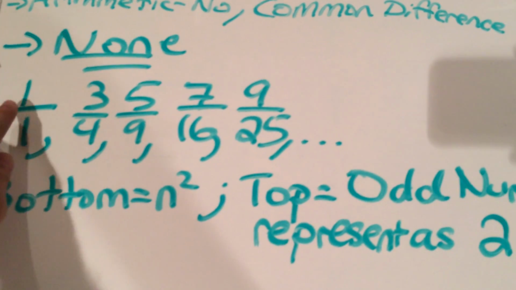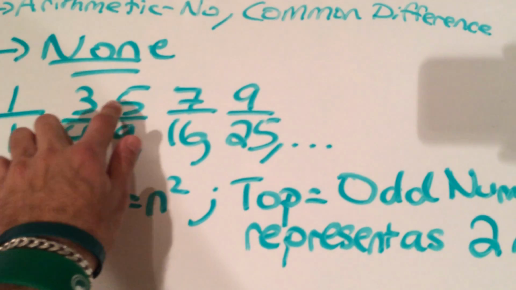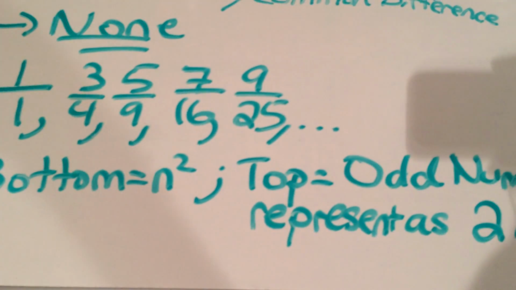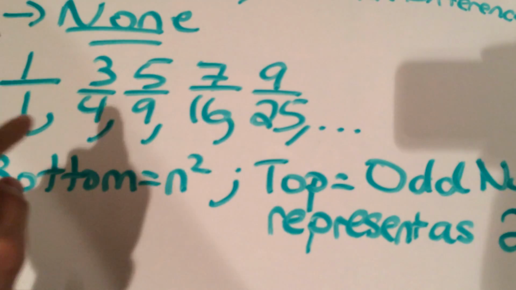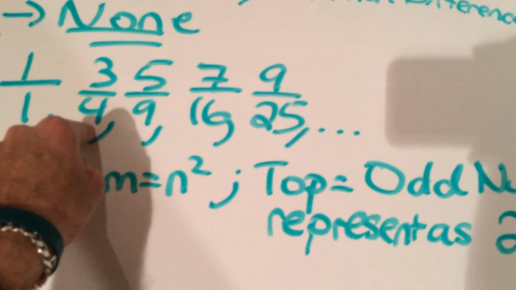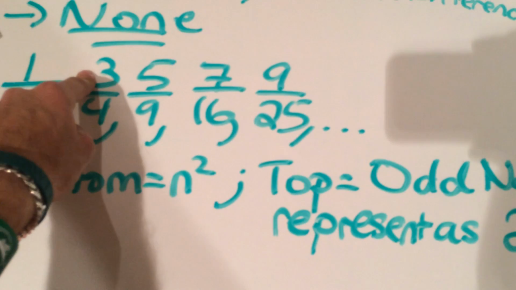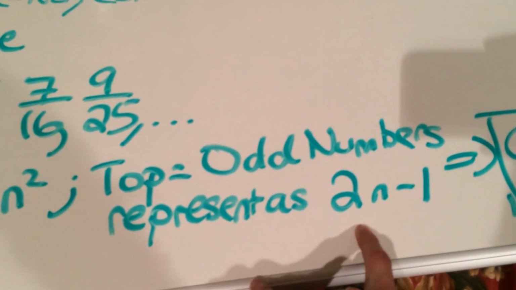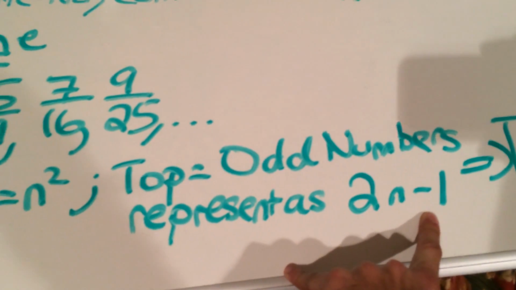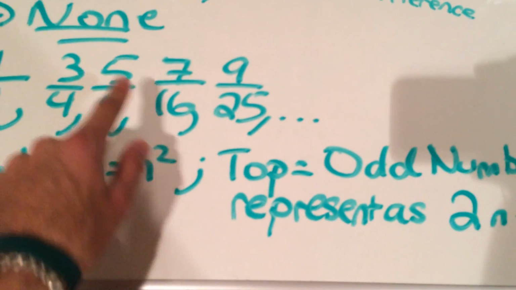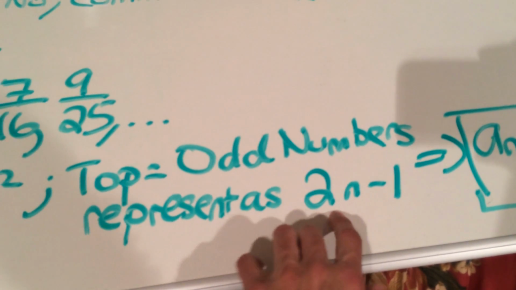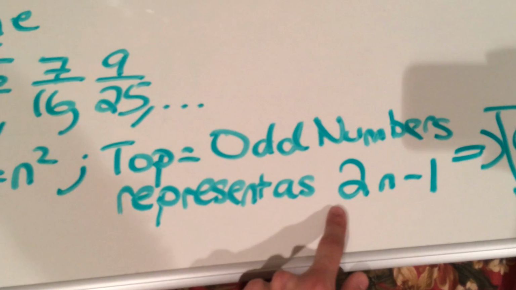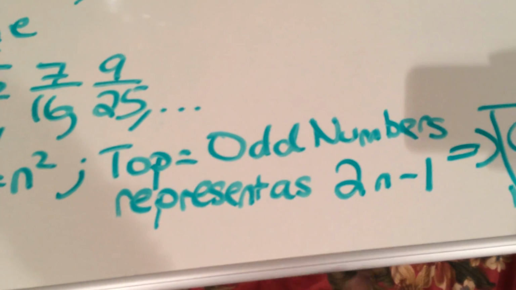If you look at the top of the fraction, the numerators are just every odd number. And how can we represent odd numbers? Well, think about it this way. The second term has a numerator of 3. So it's like 2n, right? 2 times 2 is 4, minus 1 is 3. Look at the third term, 5. 2 times 3 is 6, minus 1, 5. Look at the fourth term, 7. 2 times 4 is 8, minus 1, 7.